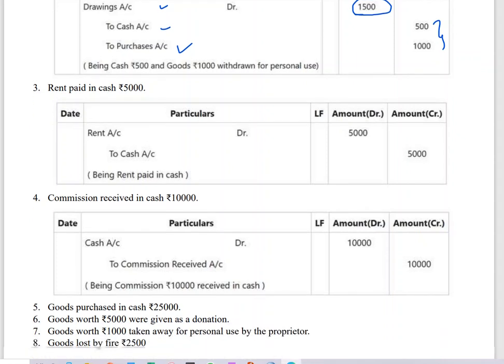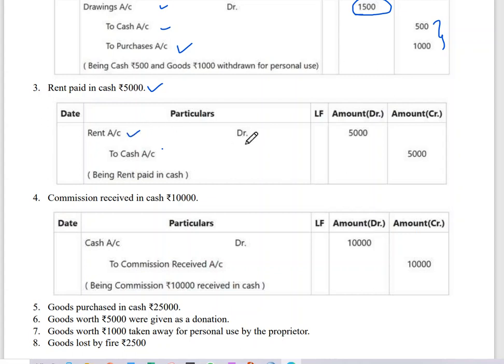Next, rent paid in cash, rupees 5000. So here rent is paid in cash. This is a very easy transaction. Rent is an expense for a business and it is paid in the form of cash. Obviously when we pay money to someone in cash, cash is reducing, so that should be credited, and rent is a form of expense. Remember drawings, expenses and assets, DEA: when the expenses are increasing, we have to debit.